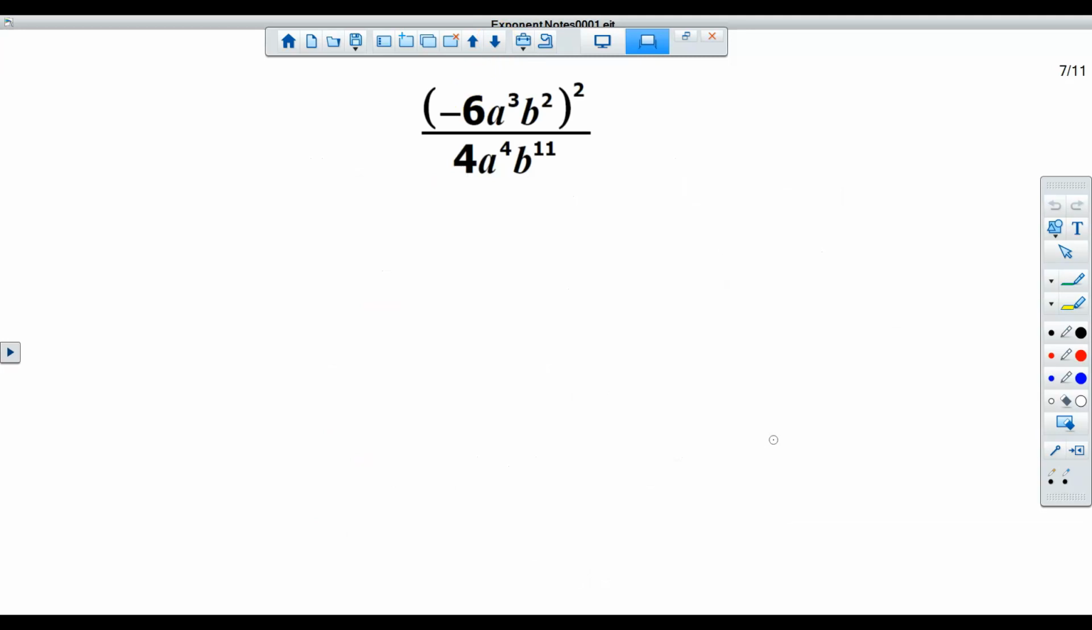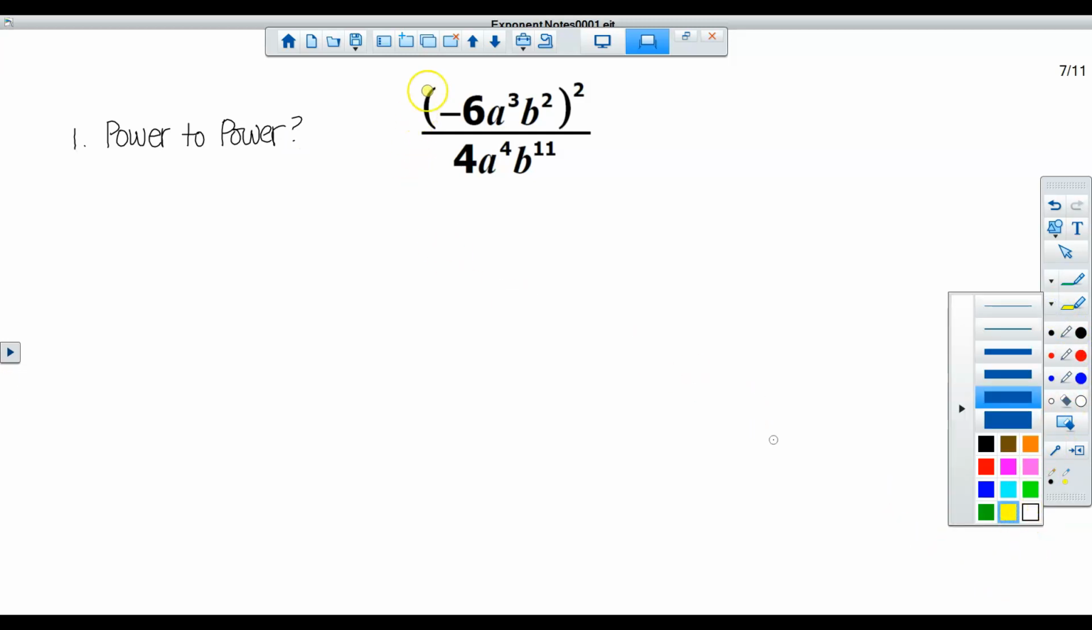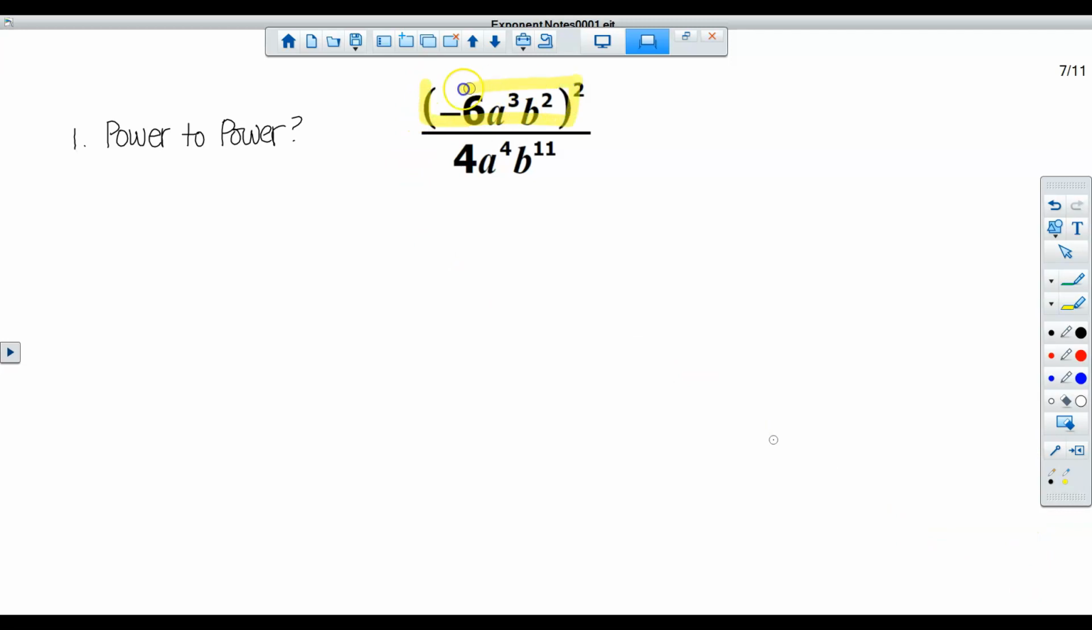All right, so here is a multi-step problem. The first thing I'm going to do is I'm going to look for power to a power. Is it there? Do I see any parentheses that have an exponent on the outside? And the answer is I do. Right here is power to a power. So I'm going to focus all of my attention on that and do that right now. Now, you don't have to do this again, but I'm going to write it over here as its own problem so we can kind of focus in on it and get it done.